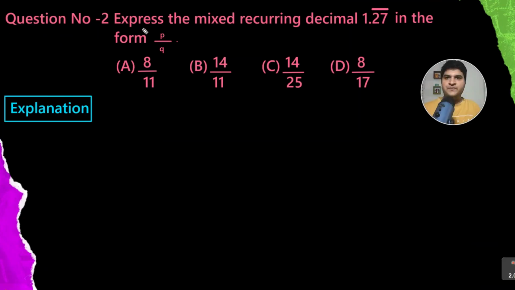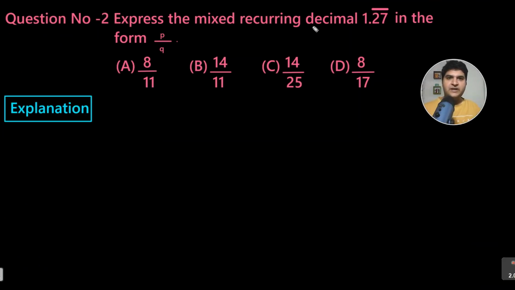Question number 2. Express the mixed recurring decimal 1.27 bar over it in the form of P by Q. P by Q is a rational number and Q cannot be 0. So we have to represent this recurring decimal 1.27 bar over it in the form of a rational number P by Q. Now I am going to tell you a very simple technique to solve this problem.